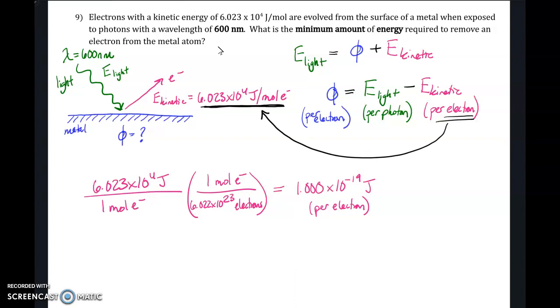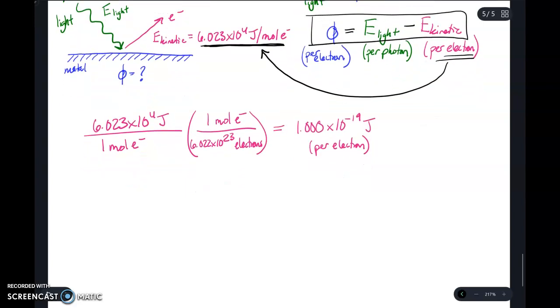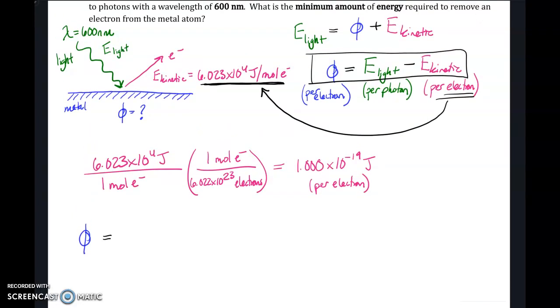Okay, so now that we have this value per electron, we can go ahead and use this equation up here. And so I'm going to set that up. So work function is equal to, now we have the first term, energy of the light per photon. So remember, in green here, this energy of the light comes from the hc over lambda equation if we're given wavelength, which we are in this case. But if you were given frequency here instead, you could use h nu. So just remember, there's 2 different versions of that light equation.